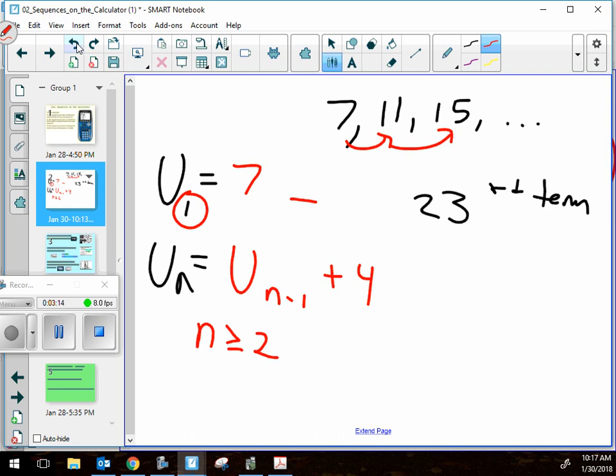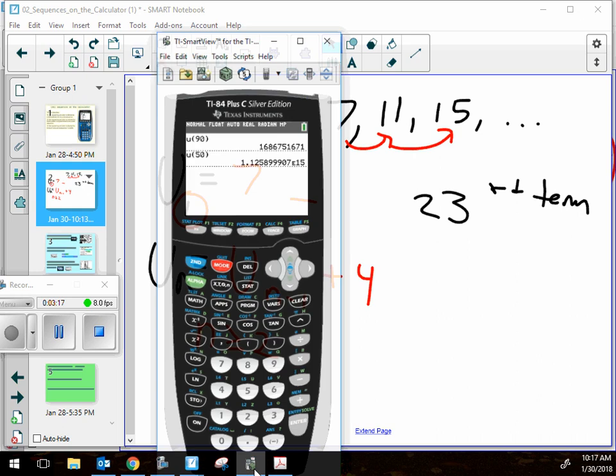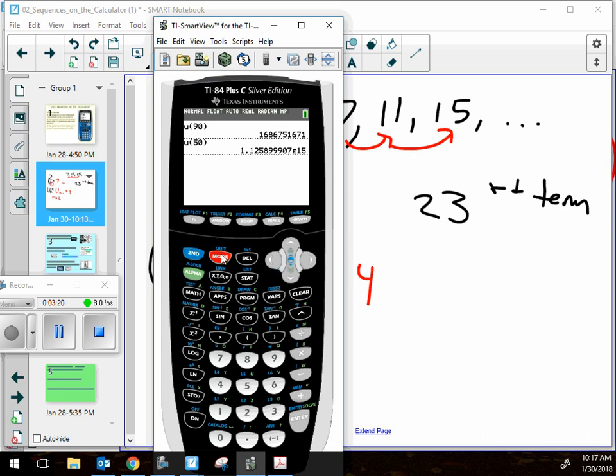Okay, 23rd term. There's a way to do it in the calculator. If I go to clear this, I start with 7, and I hit enter. And then I go plus 4, and I hit enter. That's the second term. Third, fourth, fifth, sixth, seventh, eighth, ninth, 10th, 11th, 12th, 13, 14, 15, 16, 17, 18, 19, 20, 21, 22, 23. Now, I did that way on purpose to show you how annoying that is, because that's the thing that the new thing will not have to do. You'll be able to just jump right to whatever you want.